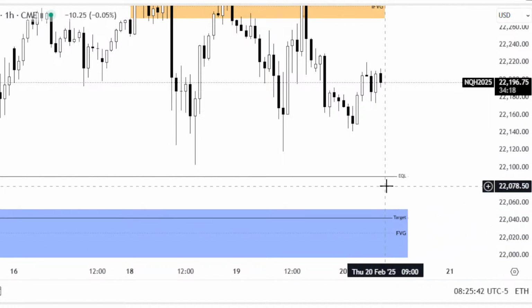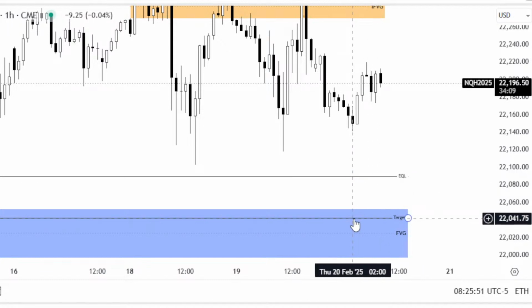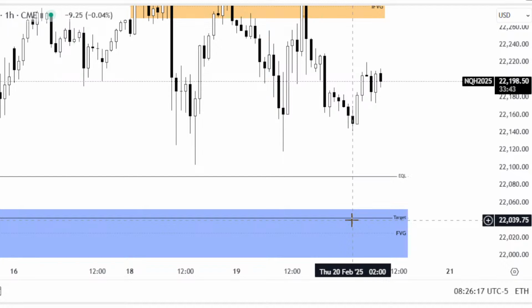So my target today is definitely going to be this. Let's go down to this target, the 22040 level. The 22040 level is going to be my target. I just want to put that quickly on this chart so we can move forward. Okay, so target for today is 22040.